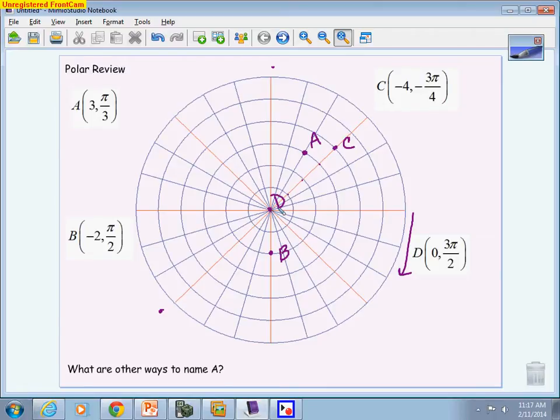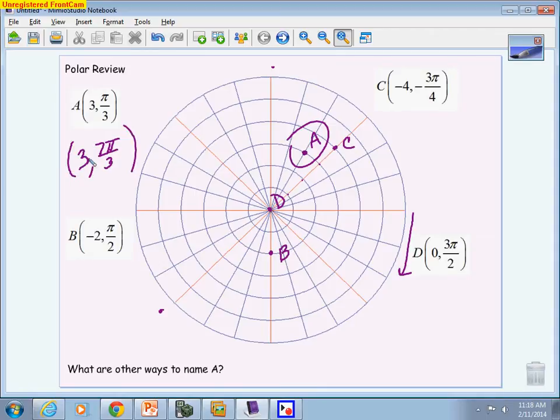The other skill that you should have is coming up with other ways to name points. The one that I mentioned was A. If I take this point A, think of what are other ways that I could end up in the exact same spot. Well, one option would be for me to go an extra revolution around. So instead of going just pi over 3, I could add 2 pi on top of that, basically cycling a whole way around again, and I could go to 7 pi over 3 and keep my radius the same.